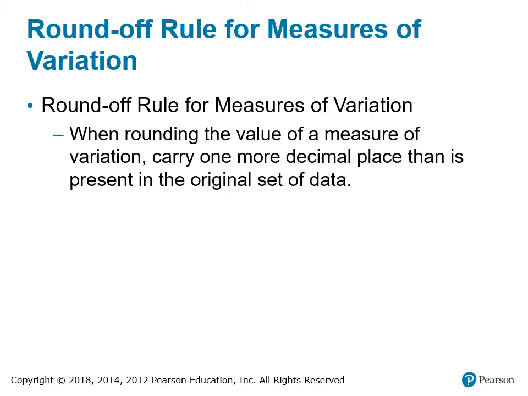Before we start calculating, we're going to talk about rounding, okay? So when it comes to rounding rules for variation, we're going to basically use the same rounding rule we had for center, is that we want to carry one more decimal place than at present in our original data set. Again, we want to try to avoid rounding as much as possible in the middle of a calculation. That's going to be even more important in the standard deviation calculation because it's going to be quite a lengthy calculation. So the less rounding we do, the better.